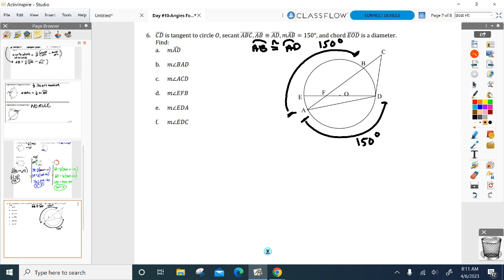What about EA? Remember, this is a diameter, which means how many degrees do I have right here? 180. Okay, well, I got 150 of them. So EA would be 30. All right, everyone good there? I got 30. Let's keep going.